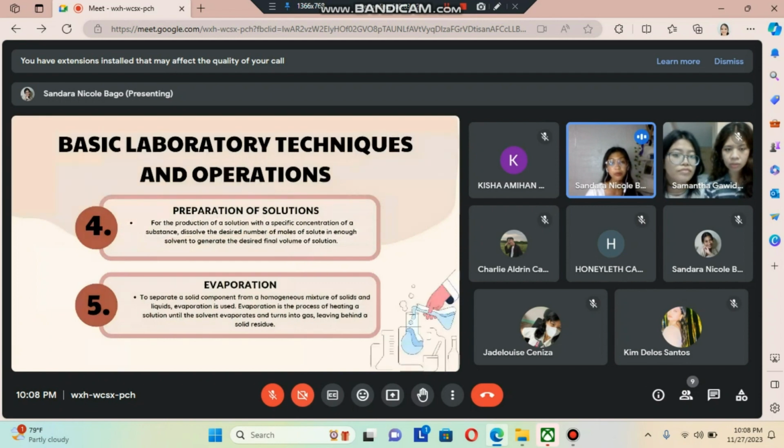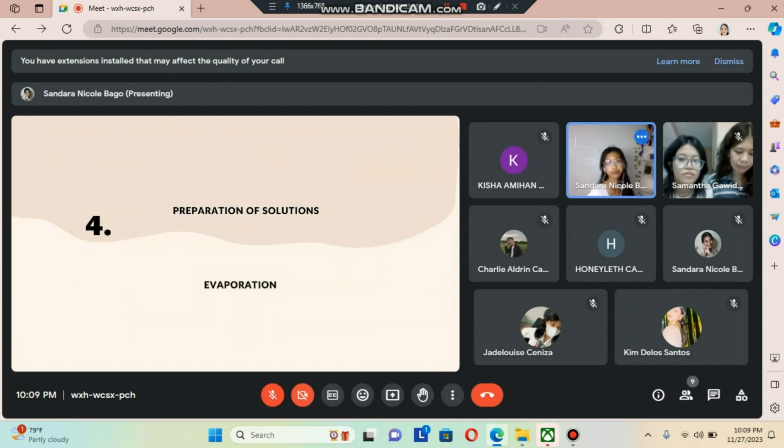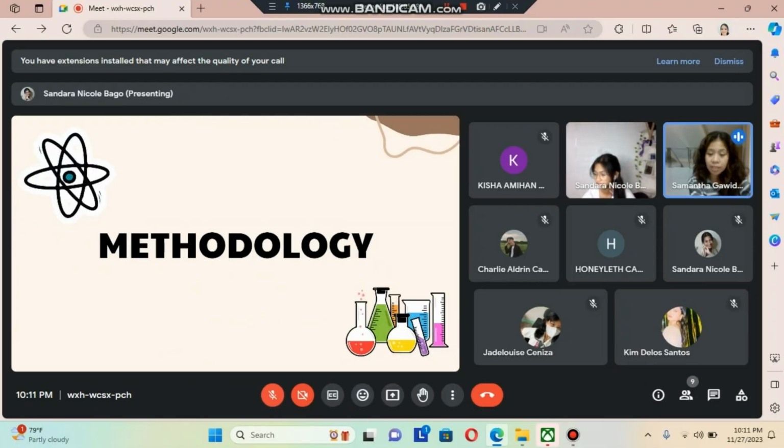And the fourth station is preparation of solution. For the production of a solution with a specific concentration of a substance, dissolve the desired number of moles of solute in enough solvent to generate the desired final volume of a solution. And the last station is evaporation. To separate a solid component from a homogeneous mixture of solid and liquids, evaporation is used. Evaporation is the process of heating a solution until the solvent evaporates and turns into gas, leaving behind a solid residue. We'll be discussing the methodology of this experiment.